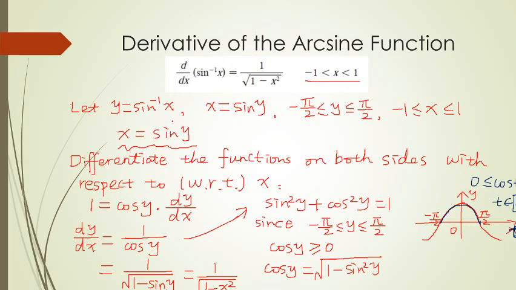According to the arcsine, the domain is minus 1 to 1, equal signs included, no problem, right? This is the domain for the arcsine function, or we just write sine inverse.